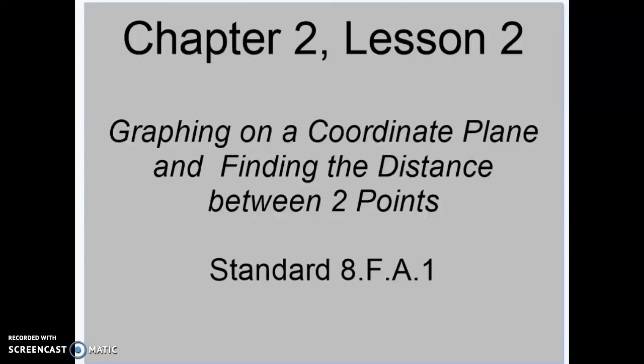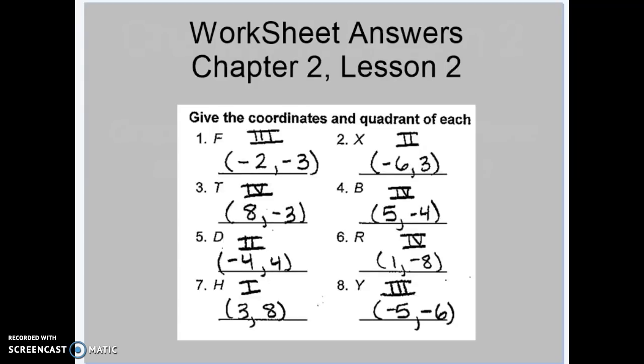Chapter 2, Lesson 2, we focused on graphing and plotting points in the coordinate plane. We talked about where quadrant 1 was, where quadrants 2, 3, and 4 were, and then we plotted several different points. So the first part of today's lesson is I want you to check your homework from last week, where you had the worksheet Chapter 2, Lesson 2.